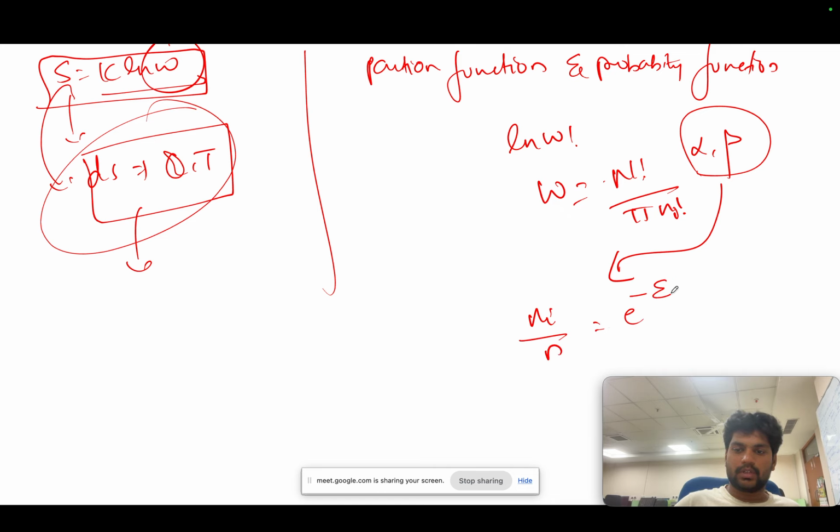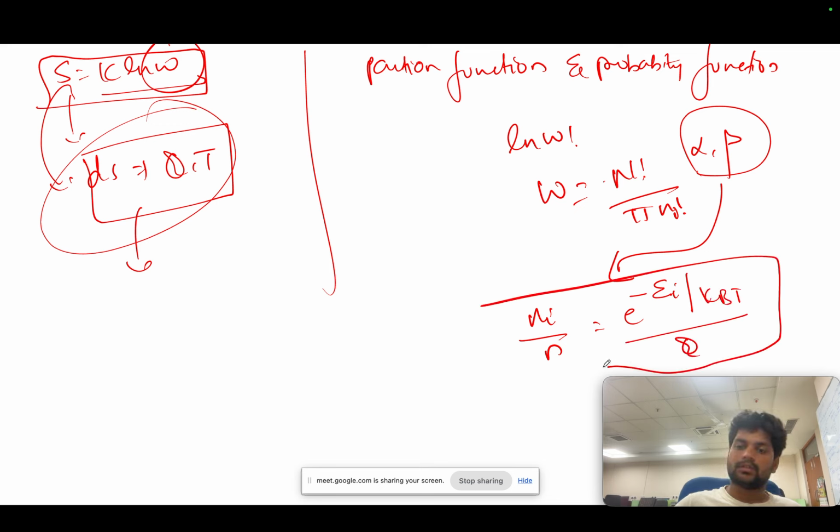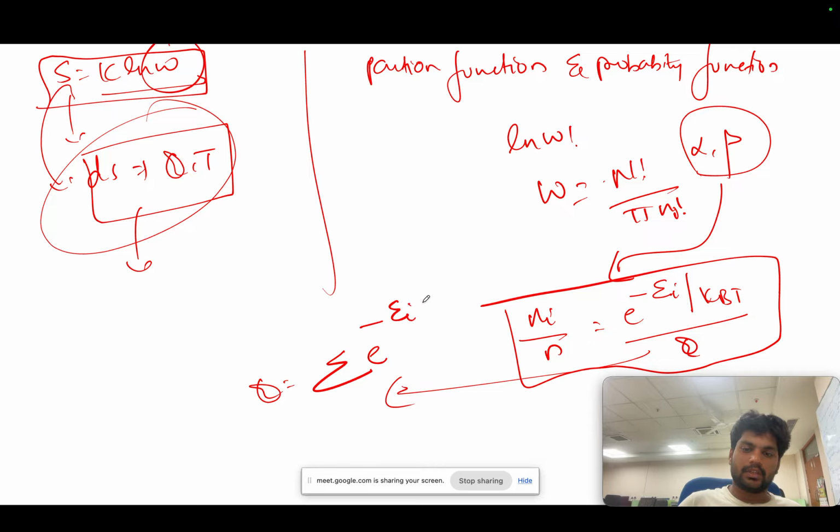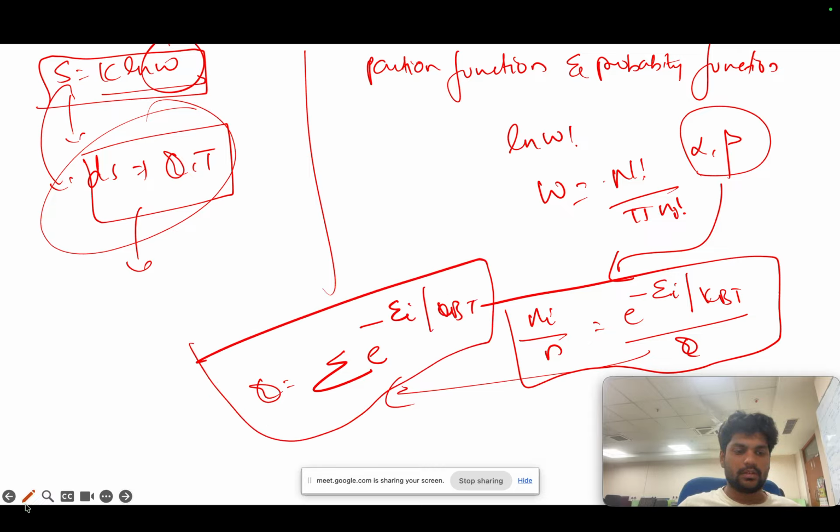It goes like this: e to the power minus epsilon by kBT divided by the partition function. This partition function q will be the sum of e to the power minus epsilon by kBT. You can go through your notes also, and you will find this equation. If you have these equations, you can solve the class problems.